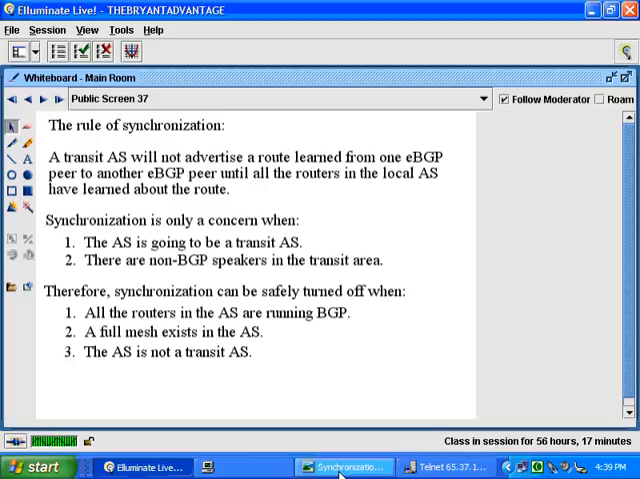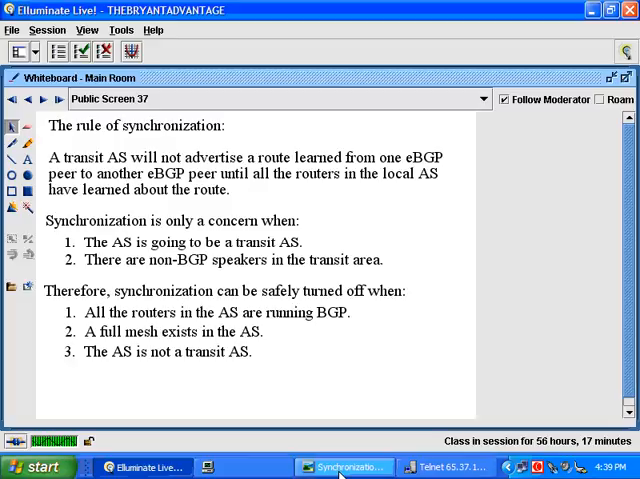Now let's just be real honest here. If you haven't seen it in action and you read that rule, you're trying to memorize that for exam day. Well, we want to get past that. We want you to see what it's all about, and we're going to look at it in just a moment. But synchronization isn't always a concern, the rule of synchronization.